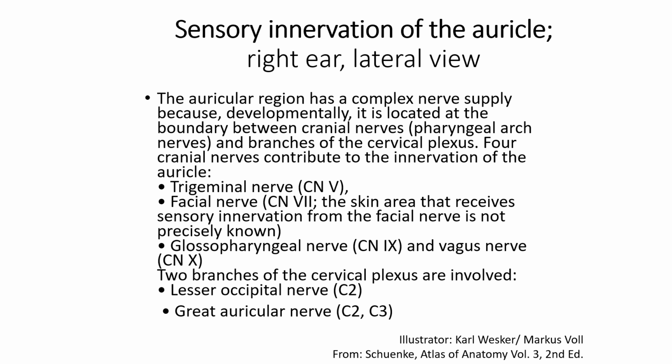Sensory innervation of the auricle, so that ear, the main ear part that we think of. Auricular region has a complex nerve supply because developmentally it's located at the boundary between cranial nerves, pharyngeal arch nerves, and the branches of the cervical plexus. So we see 4 cranial nerves contributing to the innervation of the auricle. So we saw trigeminal. We saw facial, so the skin area that receives sensory innervation from facial nerve, not precisely known. Glossopharyngeal, vagus, and 2 branches of the cervical plexus, being C2 and C3.